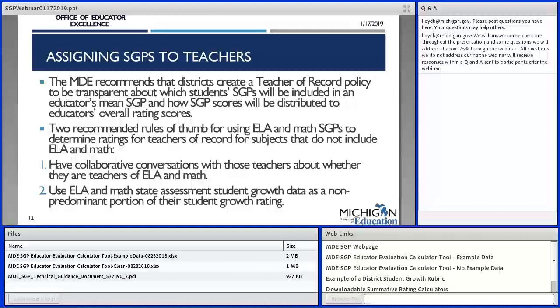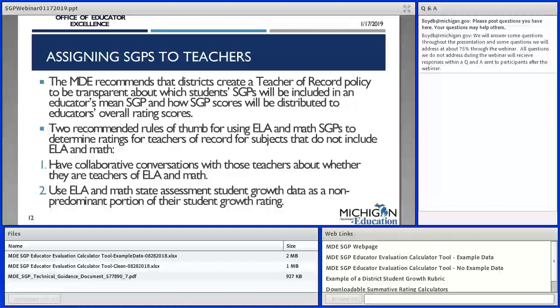Many districts are assigning student growth percentiles to only teachers of record in ELA and math in grades 4 through 8. Some are making the point that all teachers within a school are ELA teachers, or ELA and math teachers, or all math teachers. And so therefore they're assigning ELA and math SGPs to teachers who are not teachers of record. And there are some good reasons for that.